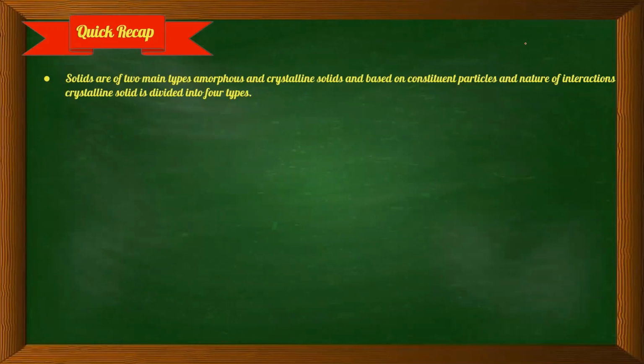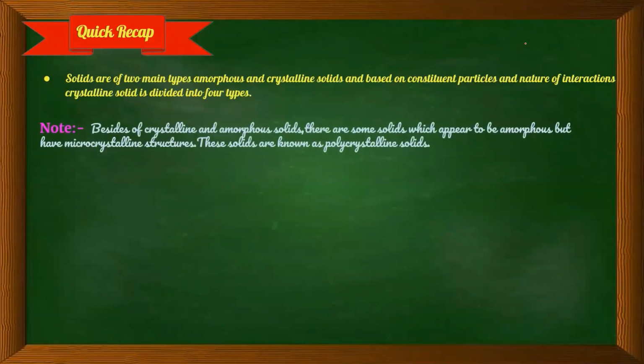Friends, here is a note for you that there are some solids which are known as polycrystalline solids, and polycrystalline solids appear to be amorphous but have a microcrystalline structure. It means that polycrystalline solids are in between amorphous and crystalline solids.